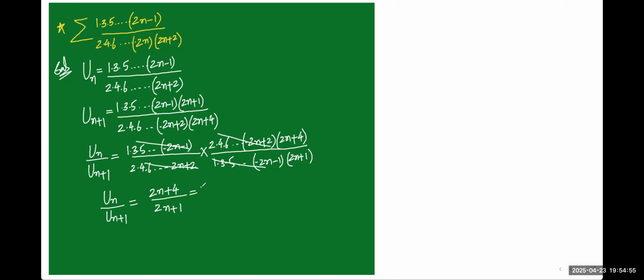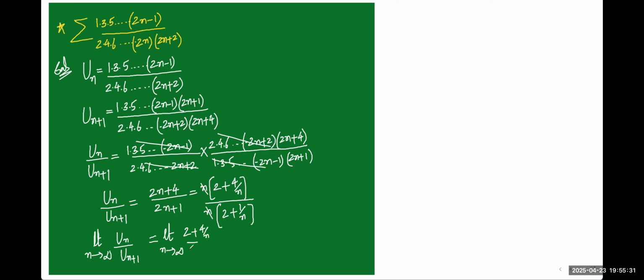Now taking n common, we get 2 plus 4 by n, and similarly in the denominator, n common gives 2 plus 1 by n. These n's we cancel, and now let me apply the limit and show you. Limit n tends to infinity of un by un plus 1 equals limit n tends to infinity of 2 plus 4 by n over 2 plus 1 by n. Look, if you apply the limit, we get our answer as 1.